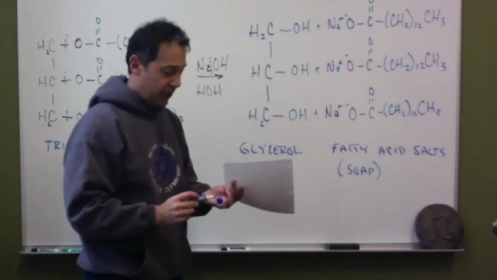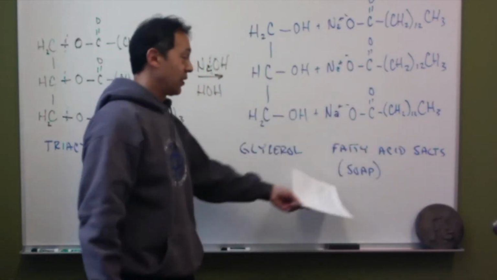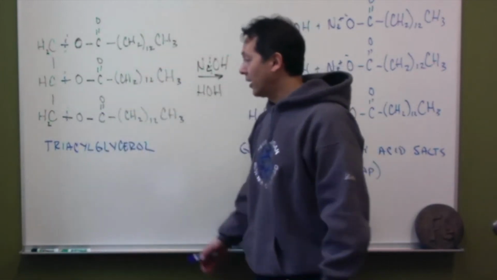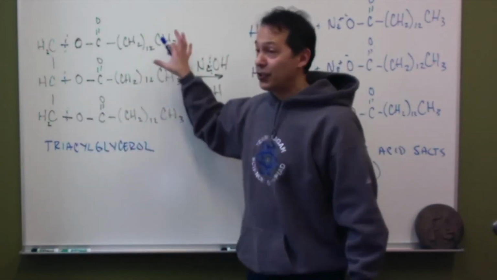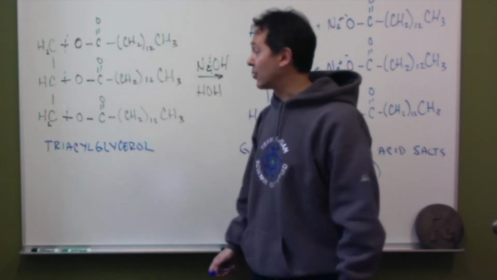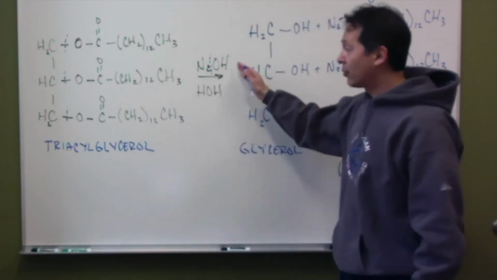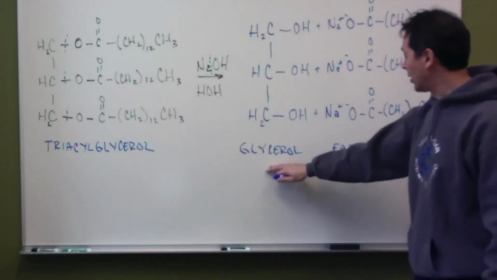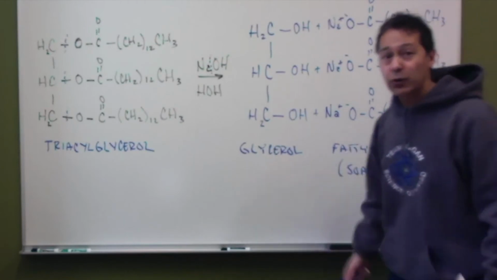We have a fancy name for these fatty acid salts, soap. And so basically what you're doing is you're taking the triacylglycerol, which is fat. This would be like animal fat, or could be plant fats as well. You're going to be adding a strong base to it, sodium hydroxide, and you're going to be creating glycerol and soap. And this is how soap is made.